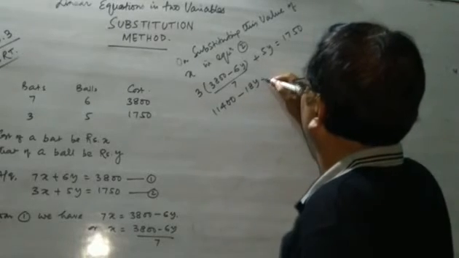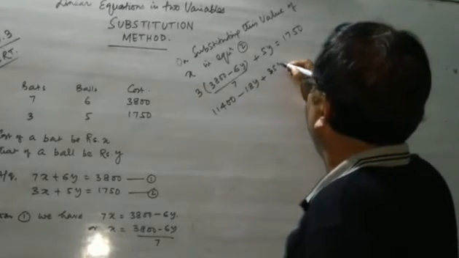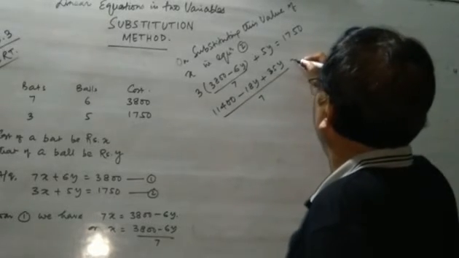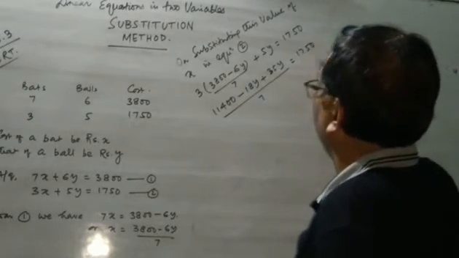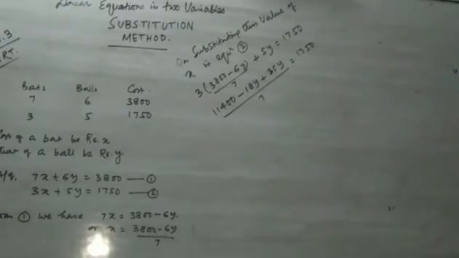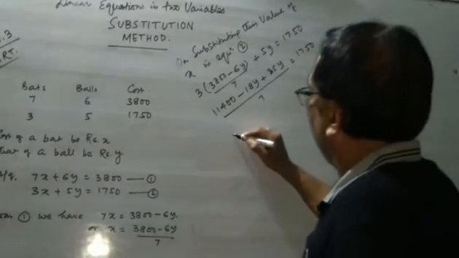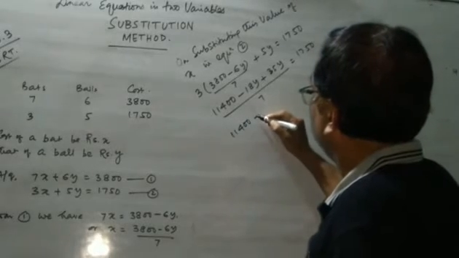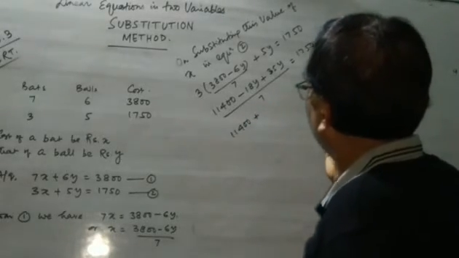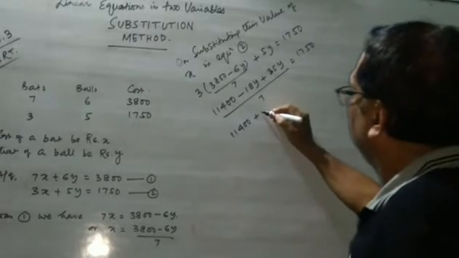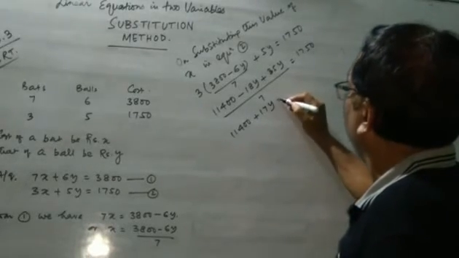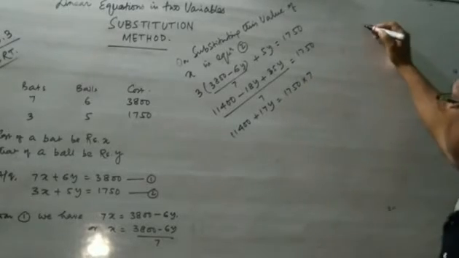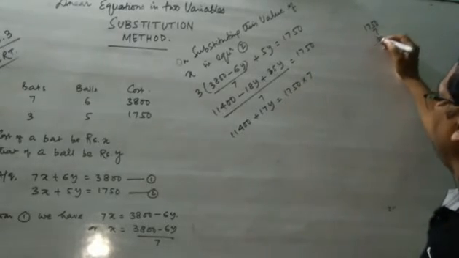18y plus 35y by 7 is equal to 1,750. Now 11,400 plus 17y is equal to 1,750 into 7. Now 1,750 into 7.